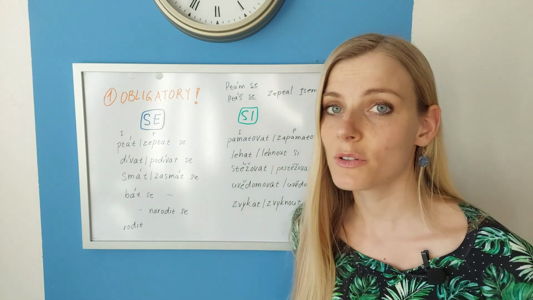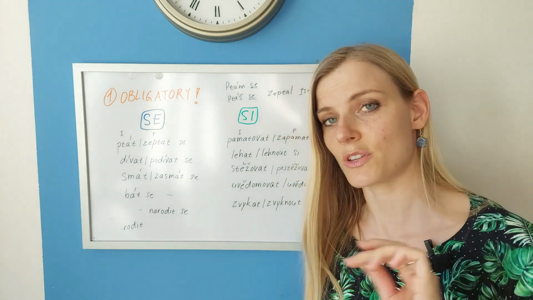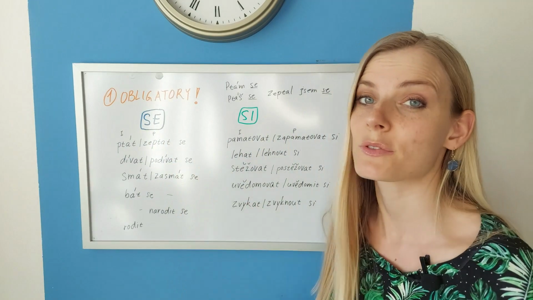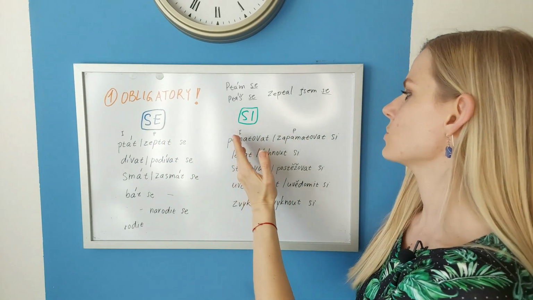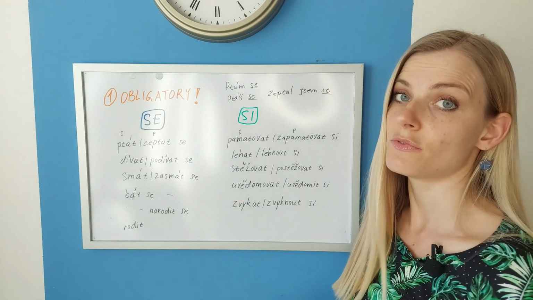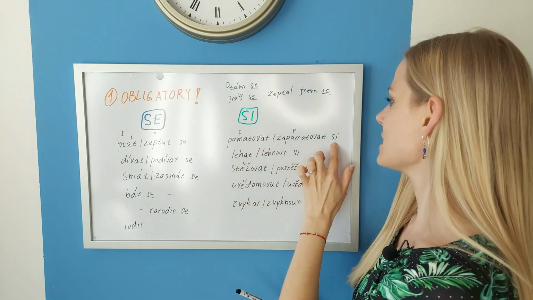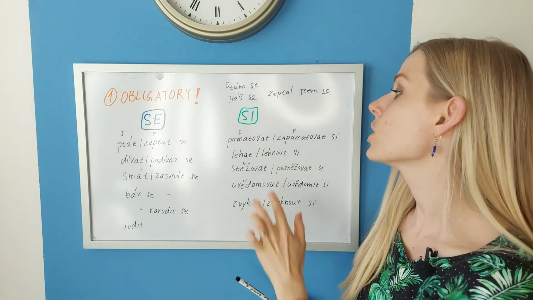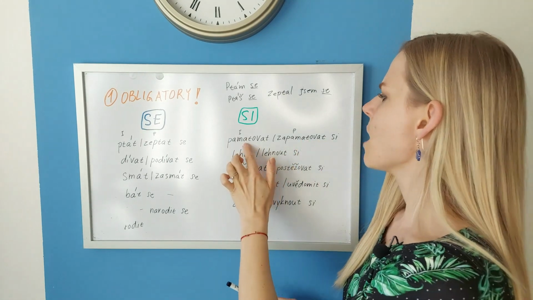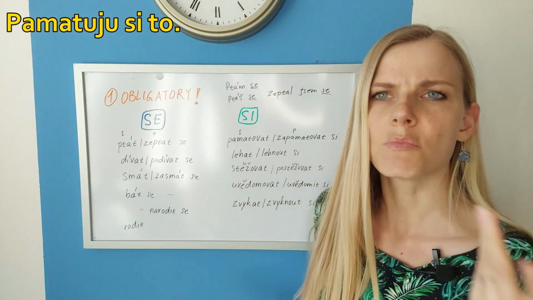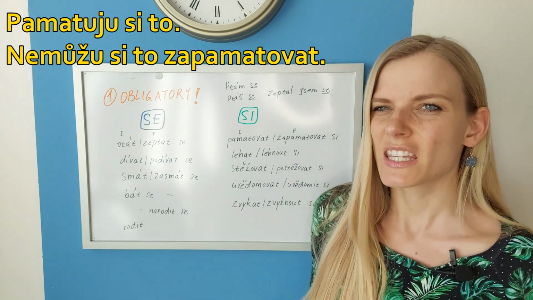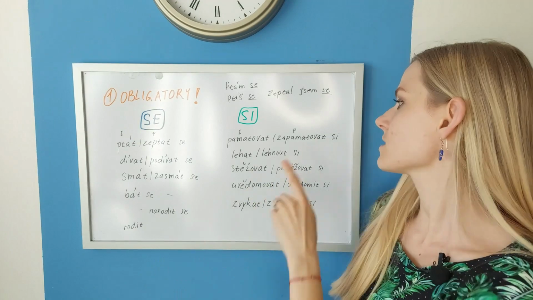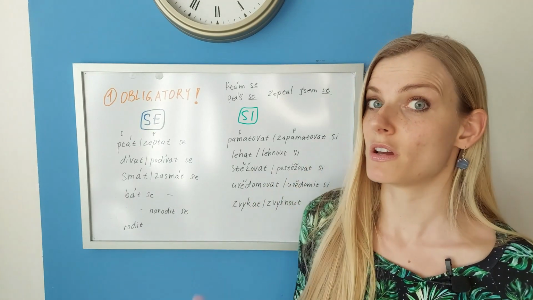You can find a downloadable document under this video so you can see more examples. Now let's see the verbs with si. Again, I wrote both imperfective and perfective forms. Pamatovat si, zapamatovat si. To remember. Pamatuju si to. I remember that. Nemůžu si to zapamatovat. I can't memorize it. Zapamatovat can also mean like memorize.